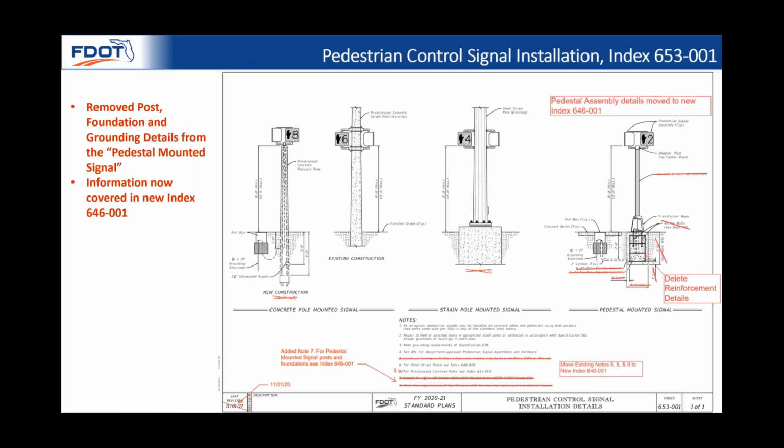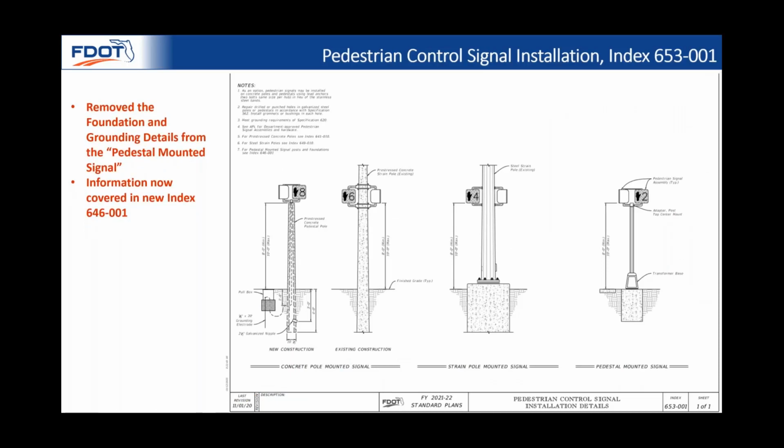This is 653.001. The pedestal mounted signal support, including post, transforming base, and foundation, are controlled by spec 646. Therefore, to clarify the requirements of the support details and which specification covers the installation and payment, the information was moved to the new index 646.001. Here's the updated 653.001 with the new note 7, and without the information that was deleted and added in the index 646.001.